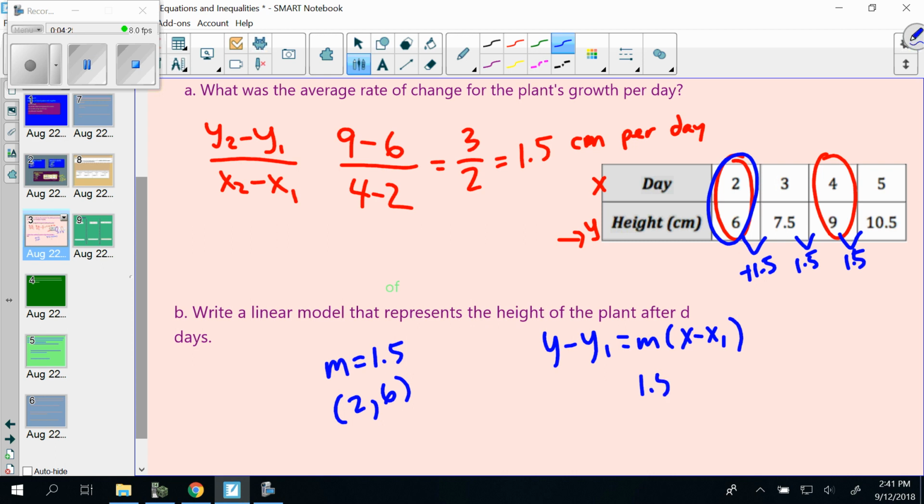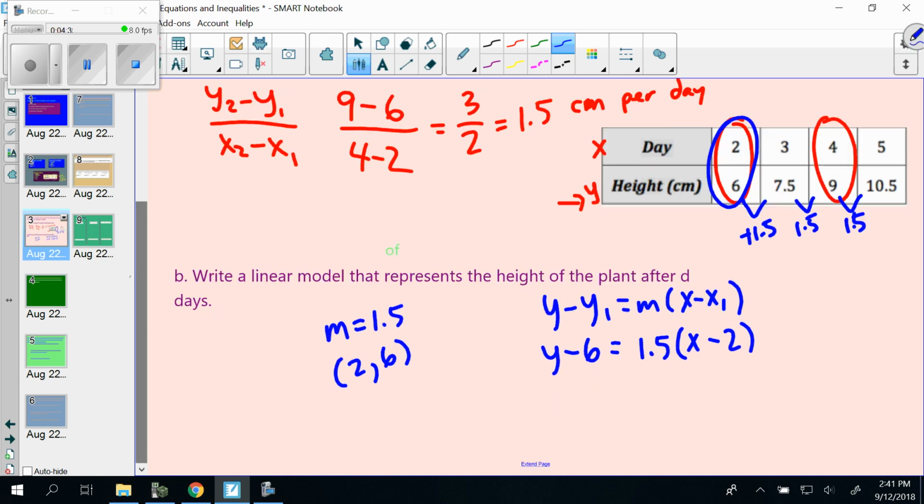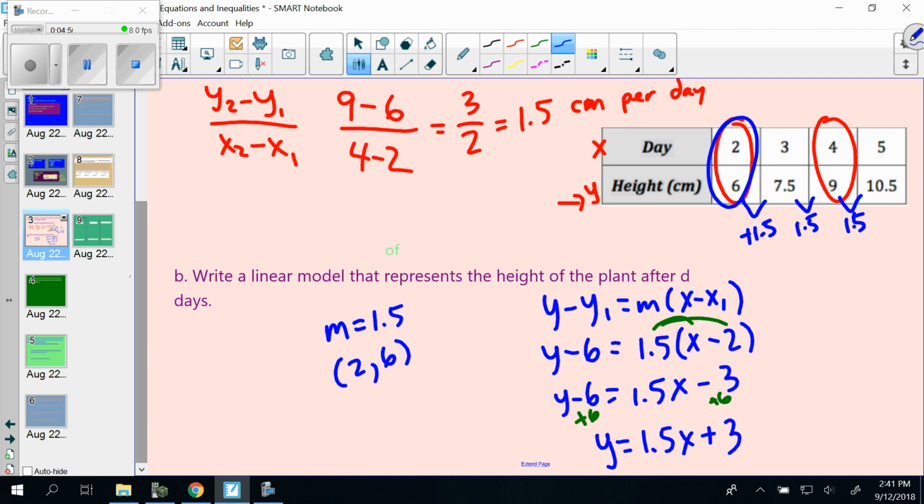So put in our average rate of change, or slope, 1.5. Put in our points here. Do a little solving. Remember, we want to get this in slope intercept form, so we have to do some distributing. 1.5 times 2 would be 3. And then we want to add 6 to the other side. Adding 6 to negative 3 would give us positive 3.